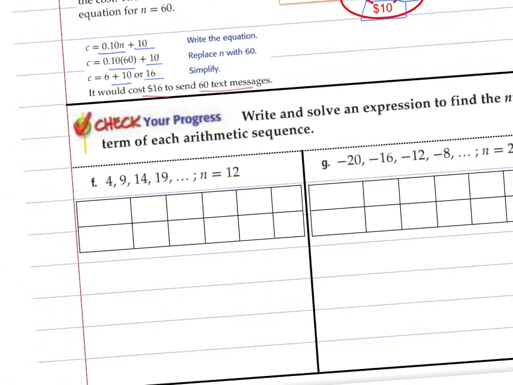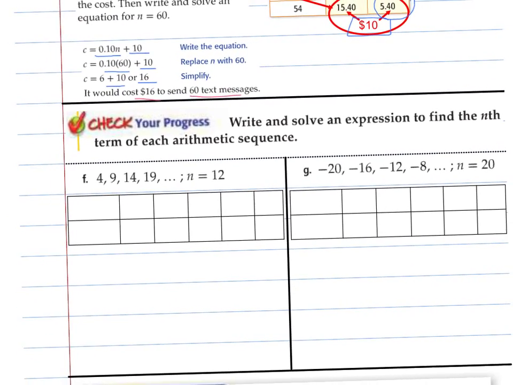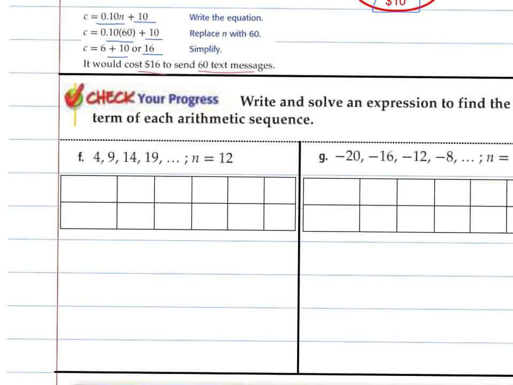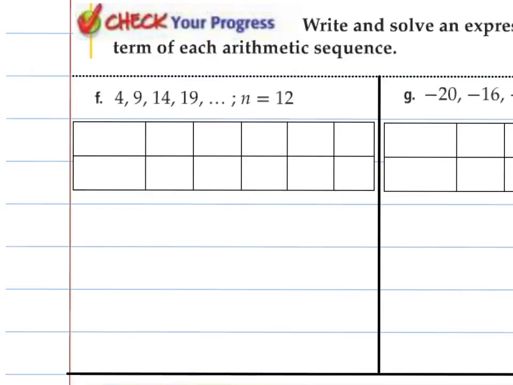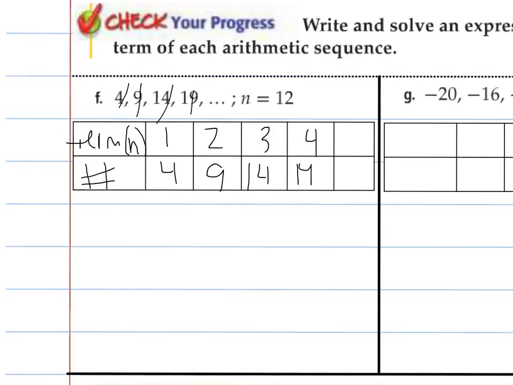So again, write and solve an expression to find the nth term. So we can do these ones of the arithmetic sequences. So we're going to first fill in our table. We have our term, the number, and we have the number we're trying to get out. First term is 4, second term is 9, third term is 14, fourth term is 19. They want us to find the nth term, but first we have to find our common difference.